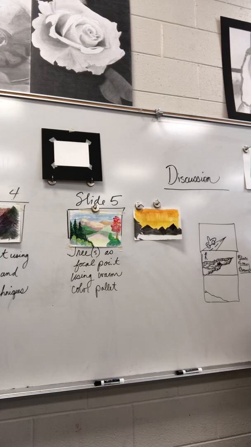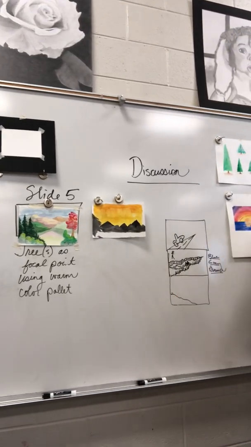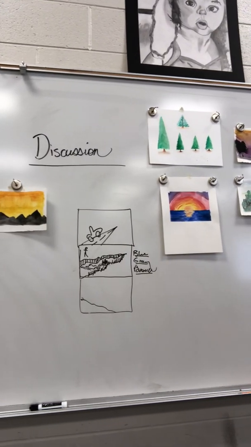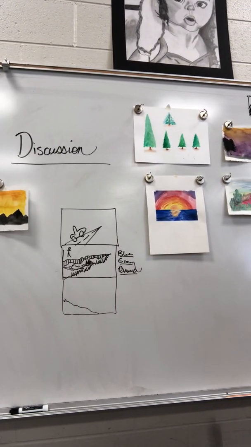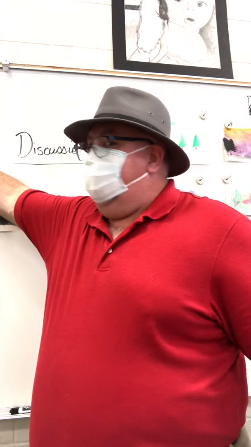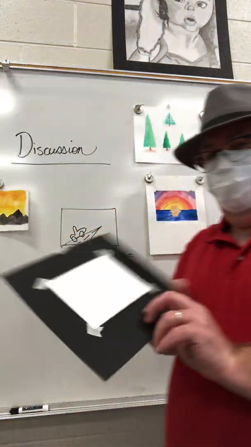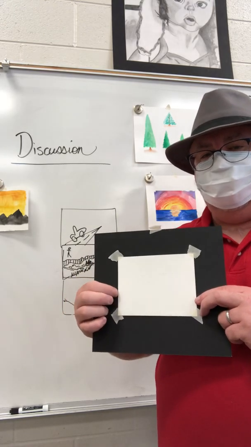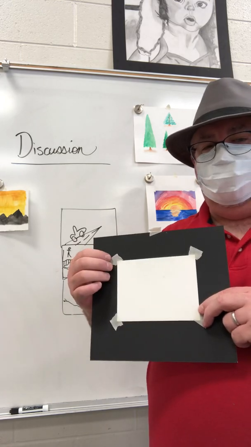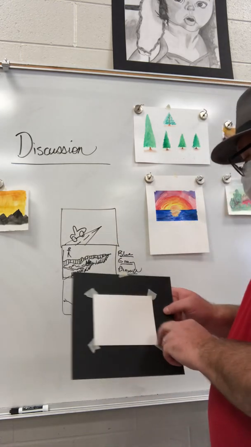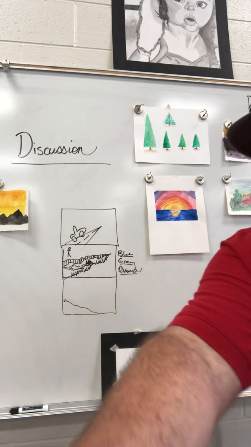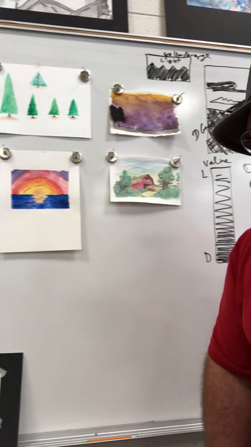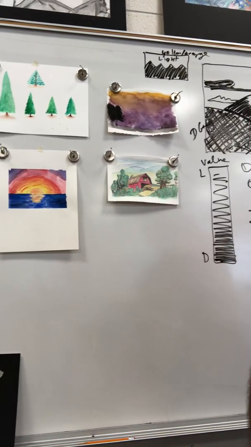So, these are a few examples of things that other students have done here on the board. Okay? And you're going to want to tape down all 4 corners of your watercolor paper before you get started. This keeps the paper from rippling up on you. So you'll want to do that as a good practice for yourself. These are just examples of things that students are doing.